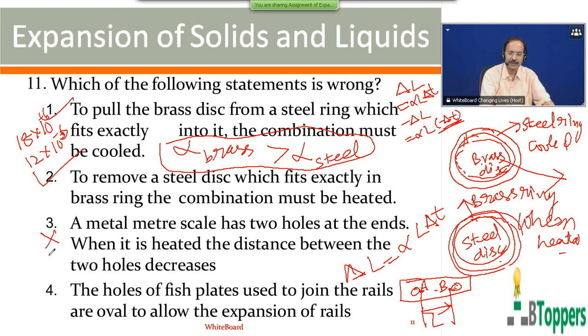Statements 1 and 2 are correct. Even statement 4 is also correct. You can read statement 4. The holes of fish plates used to join the rails are oval to allow the expansion of rails. So these are the applications of expansion of solids which you are expected to know or remember. Therefore, statements 1, 2 and 4 are correct, but statement 3 is wrong. But you are asked which of the following statements are wrong? That means the answer will be the third option.